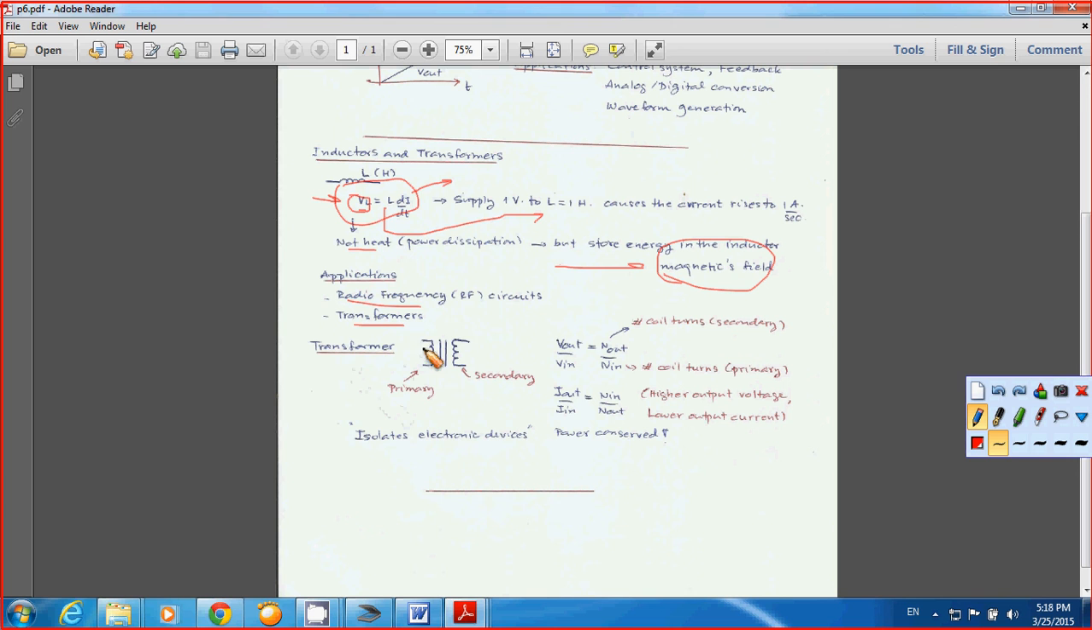For a transformer, you have a symbol that looks like this. The left side we call the primary side, and the right side we call the secondary side. You have a coil here and a coil here, wrapped around our magnetic core, and you don't have any connection between the primary and the secondary.